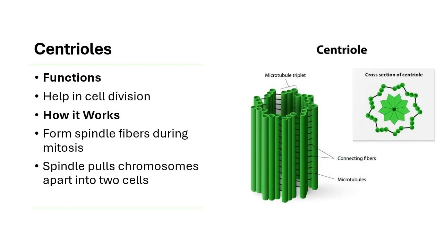Centrioles. Centrioles play a key role when the cell divides. They help form spindle fibers, which pull the chromosomes apart so that each new cell gets the right amount of DNA. Without centrioles, the cell division process wouldn't be properly organized and genetic information might not divide evenly.